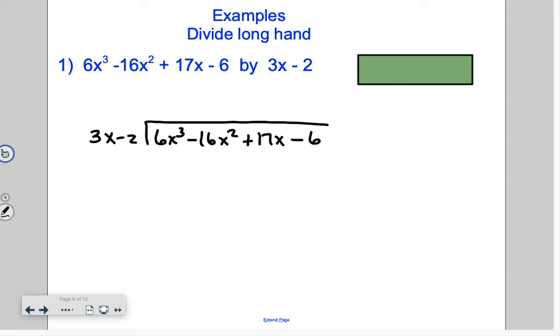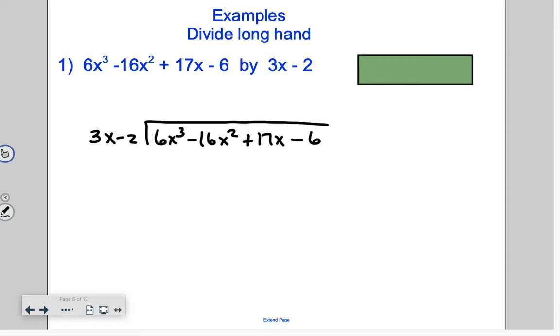Which means instead of saying, well, I just can't do it, now we've got an option. You might have to use long division. Okay? So here we go. Let's go through the process. We always start with the highest degree term on the outside and the highest degree term on the inside. And what we're looking for is, what do I need to multiply the 3x by to get 6x cubed?